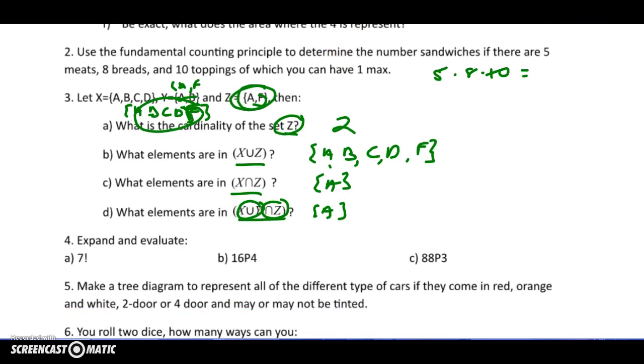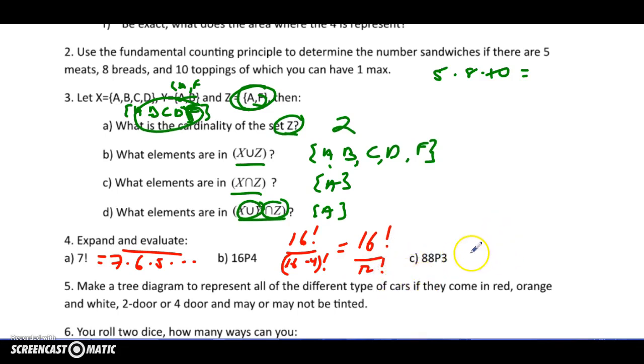Okay, let's switch colors. I'm getting sick of green. Expand and evaluate. I'll expand, you evaluate. Expand 7 times 6 times 5 and keep going. Okay, and then put that in the calculator. This is supposed to be a lowercase 16p4. So 16p4 is 16 factorial over 16 subtract 4 factorial. Okay, you don't necessarily need that step, but you do need this step, and then evaluate this.